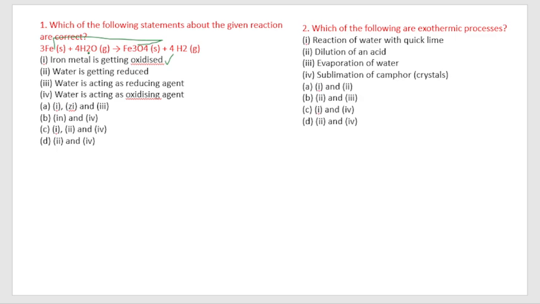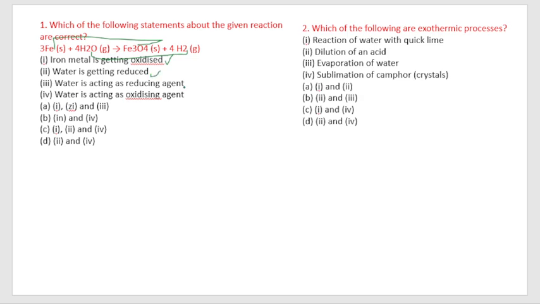Then water is getting reduced. We have water on the LHS. What has happened to the water? H2O is converted into H2. Here there was an addition of oxygen, and here H2O is converted to H2, means there is a removal of oxygen, or that removal of oxygen is called reduction. So here water is the substance that is reduced. So water is getting reduced, that is also correct.